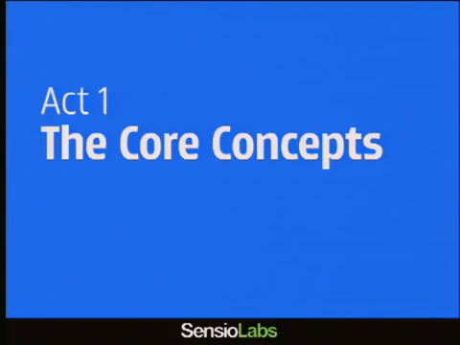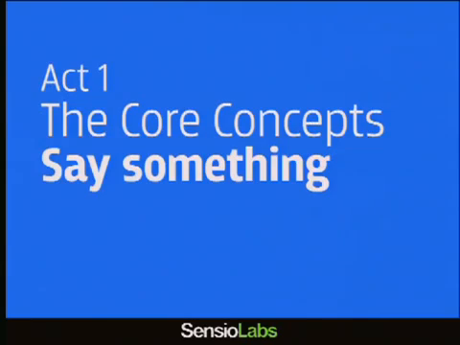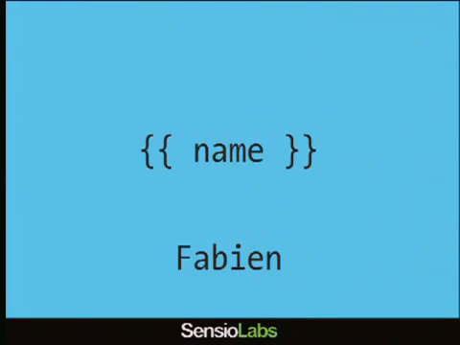So, the first thing I want to talk about is the core concepts that we have in TWIG. And as you will see, we don't have that many different concepts. So the first thing, and we've already talked a bit about that, the first thing you want to do in a template is to be able to say something, to output something, to replace a placeholder with a value, to inject a value in the template. And as you know now, this is how you can do that. Double braces, what you want to display, the name value, and you close the double braces.